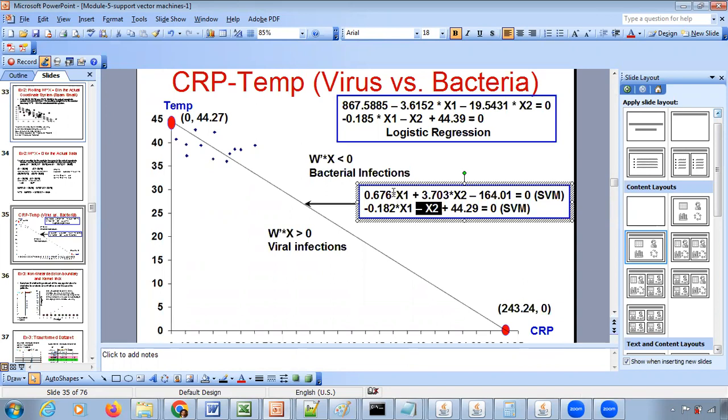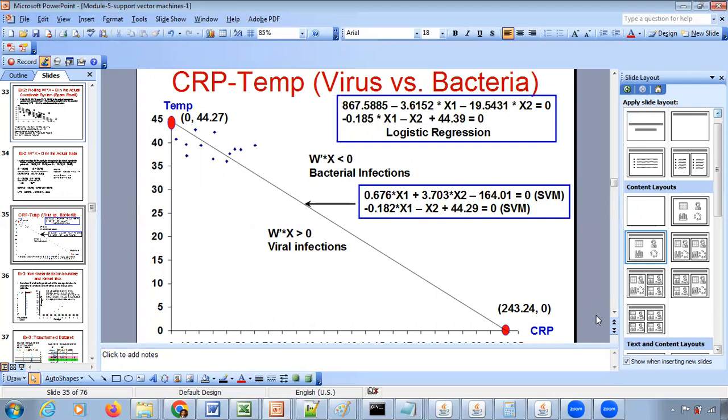So if you divide this value by -3.703, you'll get this -0.182. And if we divide this whole thing by -3.703, you get plus 44.29. And now these two equations will be almost the same.